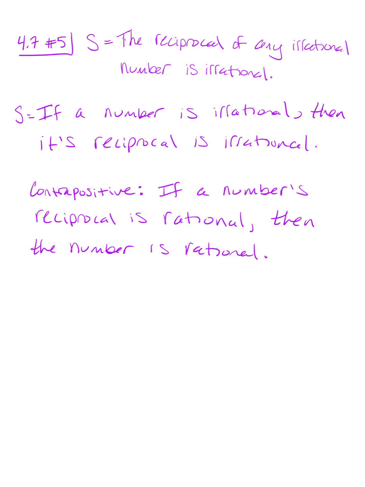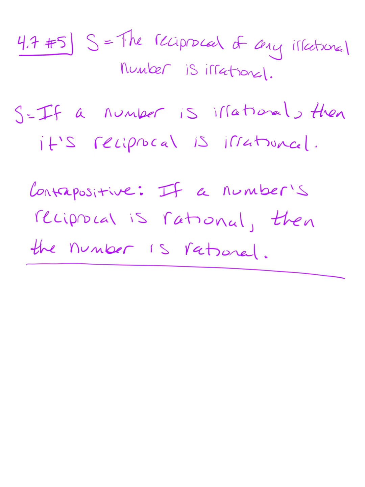Now we want to prove the original statement by proving the contrapositive. And when we've proven the contrapositive, you've also proven the original statement because a statement and its contrapositive are logically equivalent. So, proving the contrapositive, we assume the if part of the contrapositive and prove the then part.